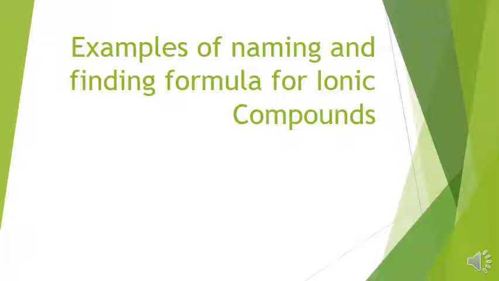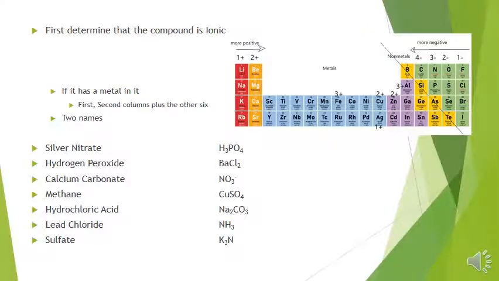Okay, hopefully this will help out more with the ionic compounds. First thing you have to do is really make sure that you first determine that a compound is ionic. And the way that you do that, if you have a compound, and I'm going to go over some down here, is if it has a metal in it.